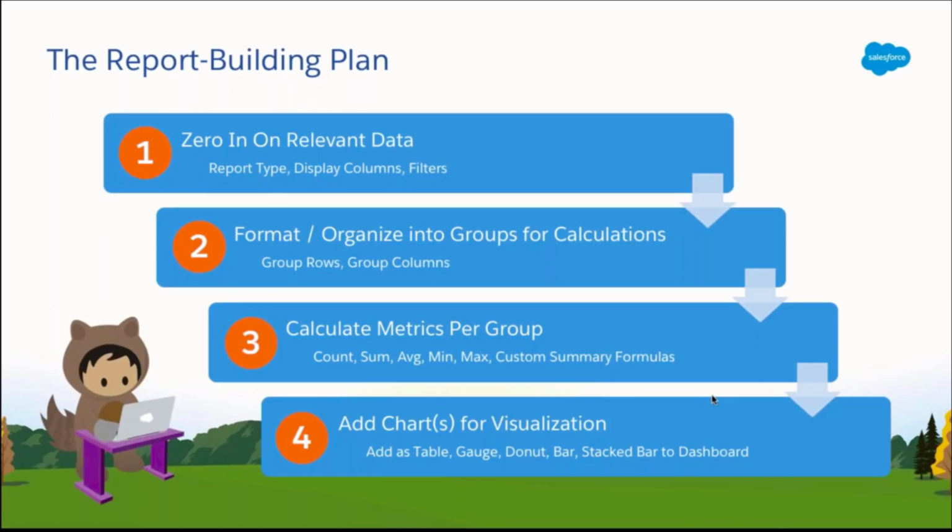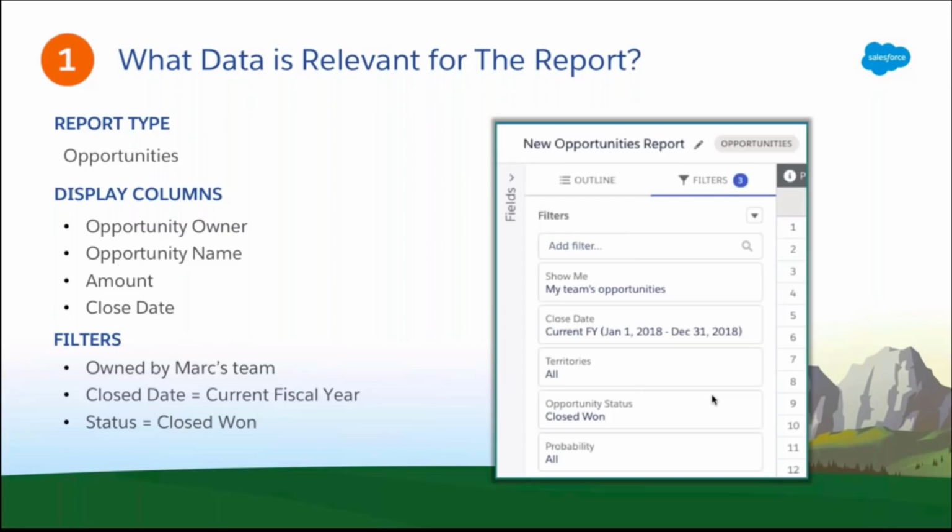And then step 2 would be, once you have all the right records in your report, you need to find the right format or organize those records into groups in order for you to do any additional calculations. And then step 3, you would actually do those calculations on the groups in your report. And then step 4, you would add charts to better visualize how those groups compare and understand the calculations on each group.